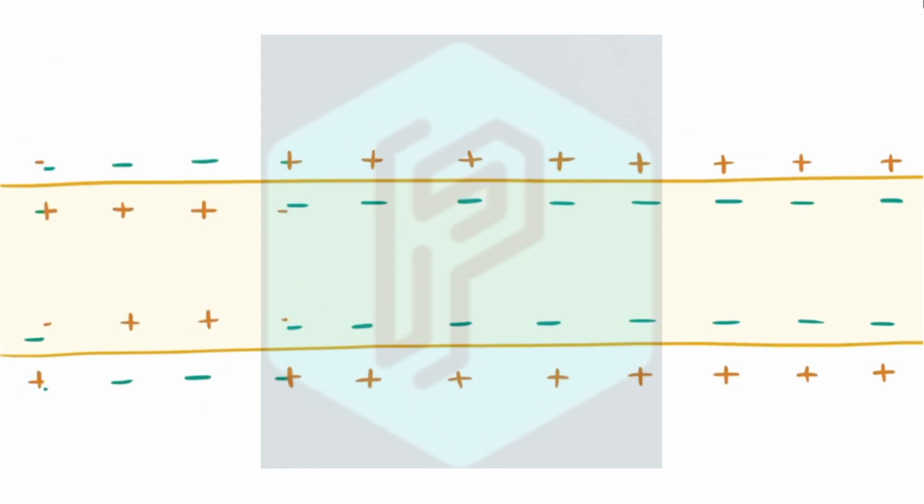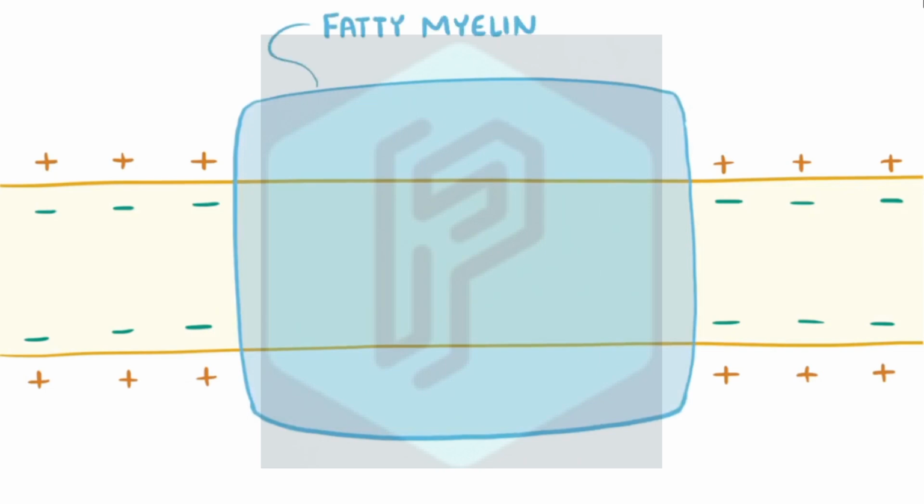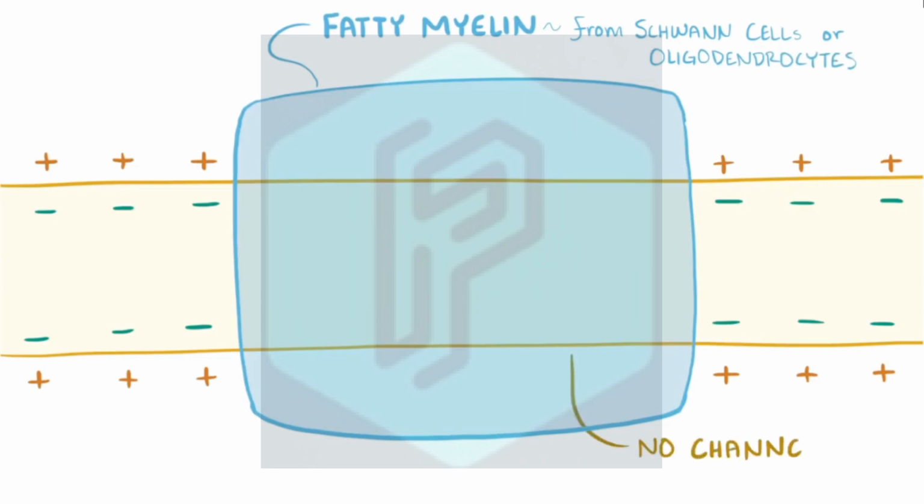Alright, so this process of positive sodium ions moving in and depolarizing the cell transmits the electrical signal down the length of the axon. Great. But really this process isn't that fast. So that's where the fatty myelin comes in, which comes from glial cells like Schwann cells or oligodendrocytes. These myelinated areas don't have voltage-gated ion channels spanning the membrane, so ions can't simply flow into the cell. That only happens in the spots between the myelin, called nodes of Ranvier.